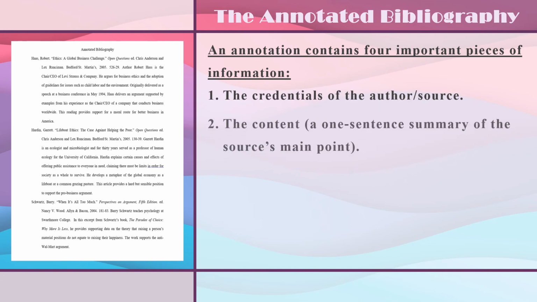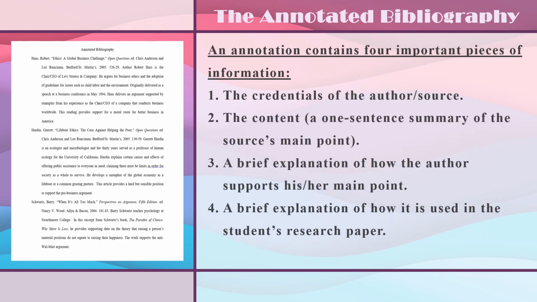An annotation contains four important pieces of information: the credentials of the author or source, the content, which is a one-sentence summary of the source's main point, a brief explanation of how the author supports his or her main point, and a brief explanation of how this source is used to support your thesis.